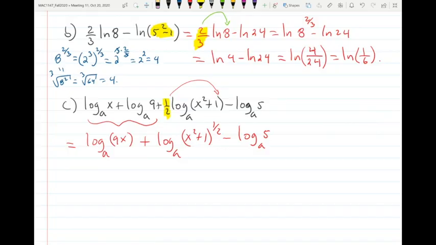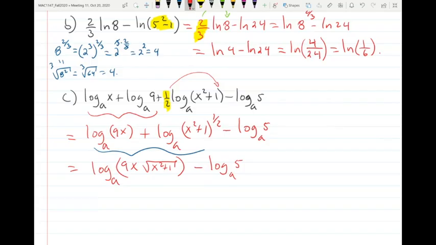Right, so that's the first step. We bring the 1/2 to the top, and then we combine the first two because they were already adding. Now we see that we can keep on combining because we still have another addition here, right? These are two logs that are being added, so we can combine them together. So this would be 9x times x squared plus 1 to the 1/2. I'm going to write that already as square root of x squared plus 1, if you don't mind.